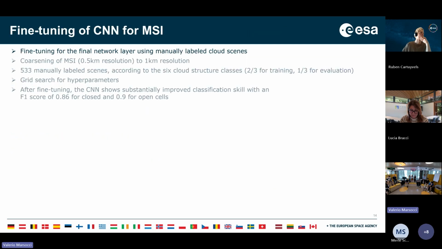So because we're in the Phi-Lab, I thought I'd give you some more details about the fine-tuning. We only fine-tuned the final network layer using some manually labeled cloud scenes. Also, because the original resolution that the network was trained on is 1 kilometer, and EarthCARE actually has a finer resolution, we first coarsened to this original resolution to apply the neural network, and manually labeled around 500 scenes.